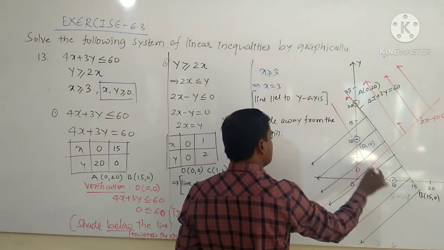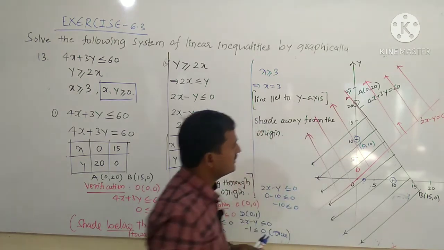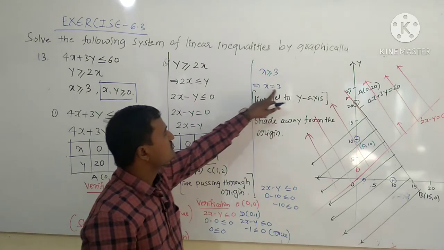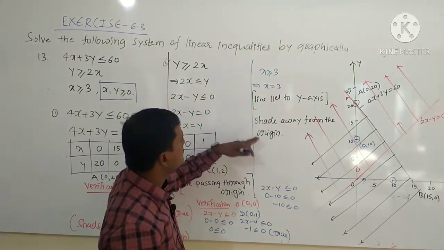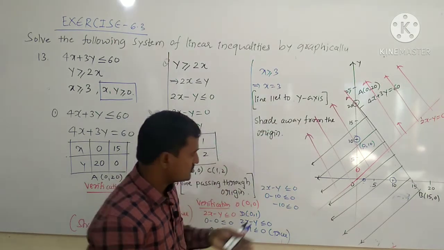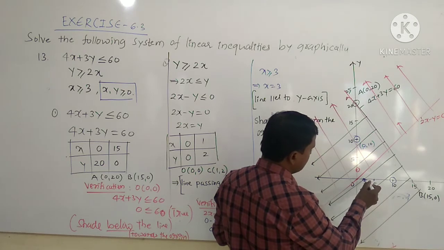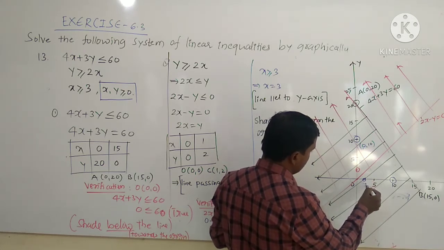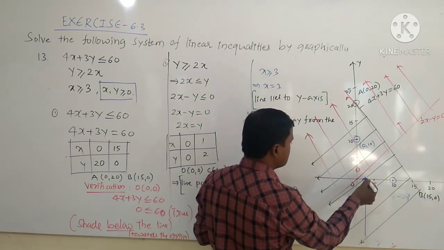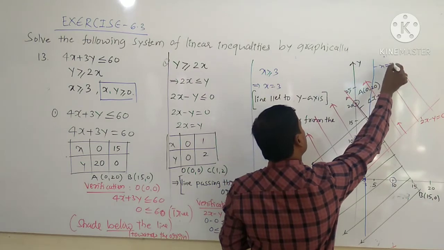After shading, we need to find the common region. So this second one is over. Next, x equal to 3. What is the meaning of x equal to 3? The line x equal to 3 is parallel to the y axis. So clearly the line is parallel to the y axis, and this is x equal to 3.